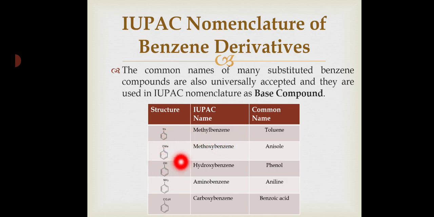Hydroxybenzene, if you have an OH group on benzene ring, instead of using hydroxybenzene, we can name it by the common name phenol. And the name phenol is also used in IUPAC nomenclature. Similarly, aminobenzene can be called aniline. Carboxybenzene can be called benzoic acid.